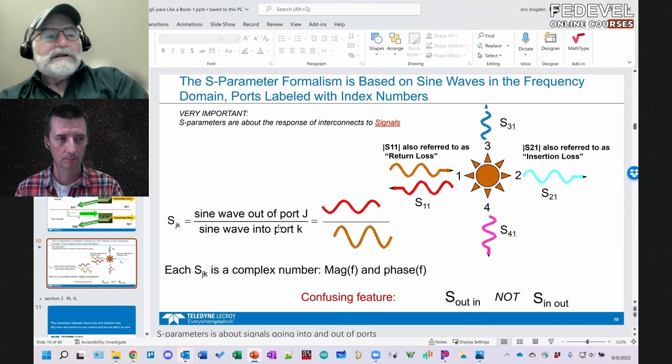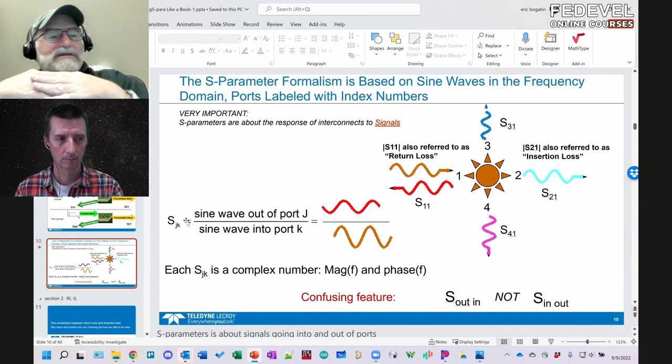And I know what it is going in because I set it up, or I set the instrument up for it, or I set up the simulator for it. So I know what that is. We measure or simulate that sine wave coming out. And this is going to happen at every frequency. So we're literally going to have a table of frequencies and ratios of sine waves.